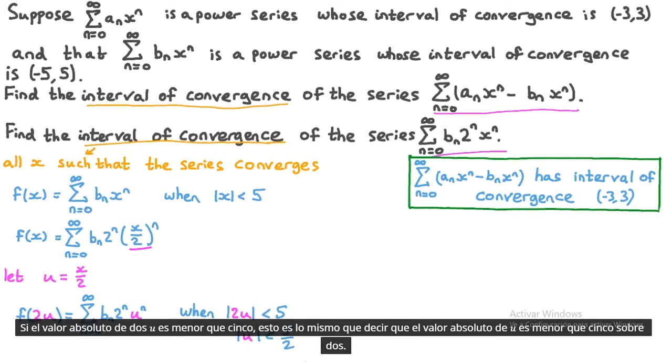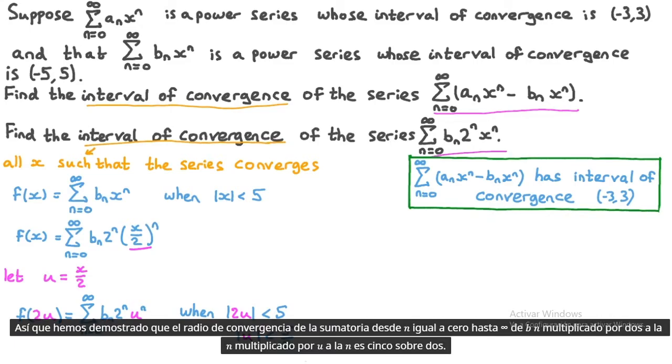If the absolute value of 2u is less than 5, this is the same as saying the absolute value of u is less than 5 over 2. So we've shown that the radius of convergence of the sum from n equals 0 to infinity of bn multiplied by 2 to the nth power multiplied by u to the nth power is 5 over 2.